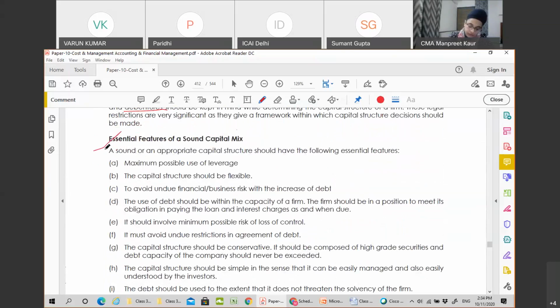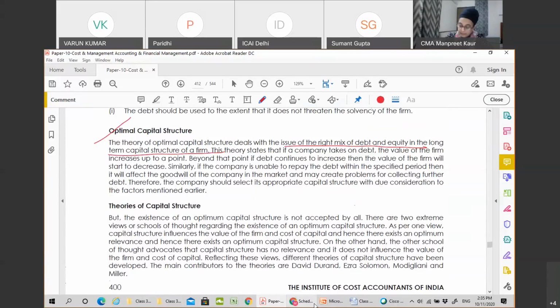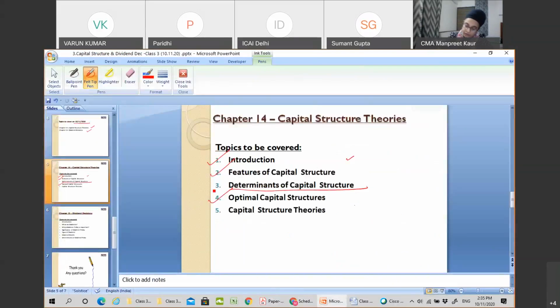So essential features you will do by your own. Optimal capital structure we had done. Optimal capital structure means right mix of debt and equity in the long-term capital structure. So next topic is, we had done with the determinants of capital structure. In capital structure, we are pending with the capital structure theories.